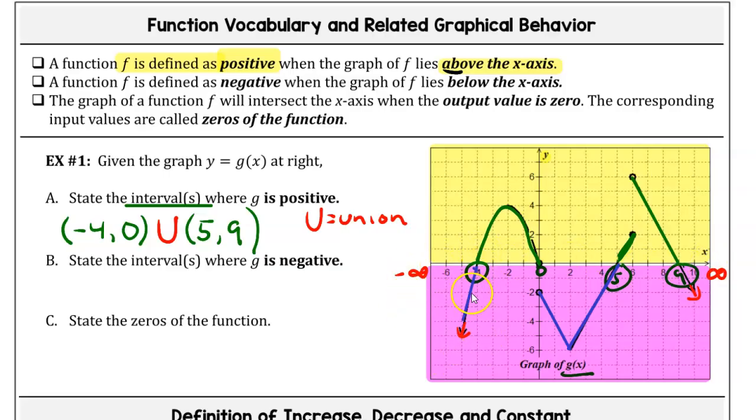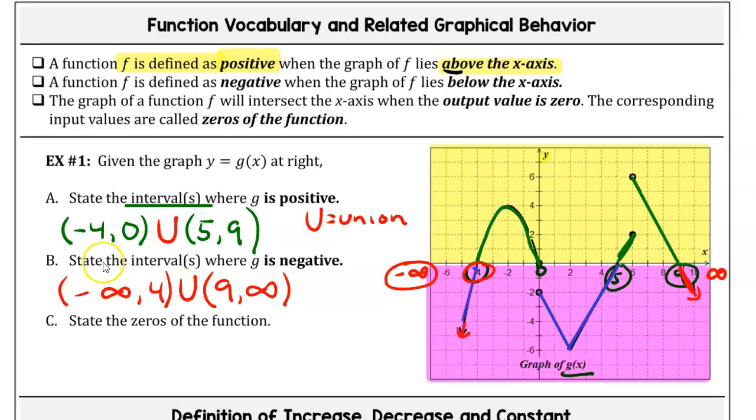So you might say, well, it's everything less than negative 4, but in interval notation, the way we write that is say, well, it's from negative infinity to 4. Right? And then over here, looks like it starts around, let's see here, 9. Right? It's negative from 9 to positive infinity. Right? And then we go ahead and put the union between them as well.